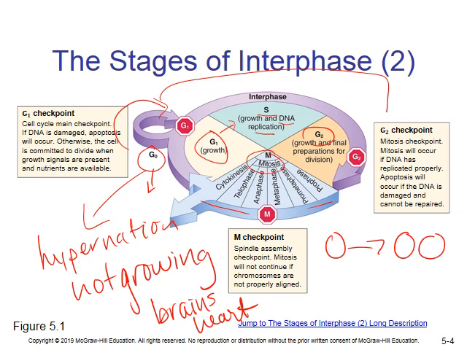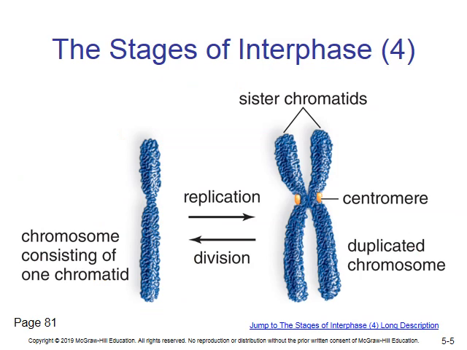So we do a lot of prep work. So the cell spends the majority of its time in interphase, which is all of the prep work for mitosis. I like this image because it's showing you what we mean by replication. So here is a chromosome, right? And this chromosome has to copy itself.